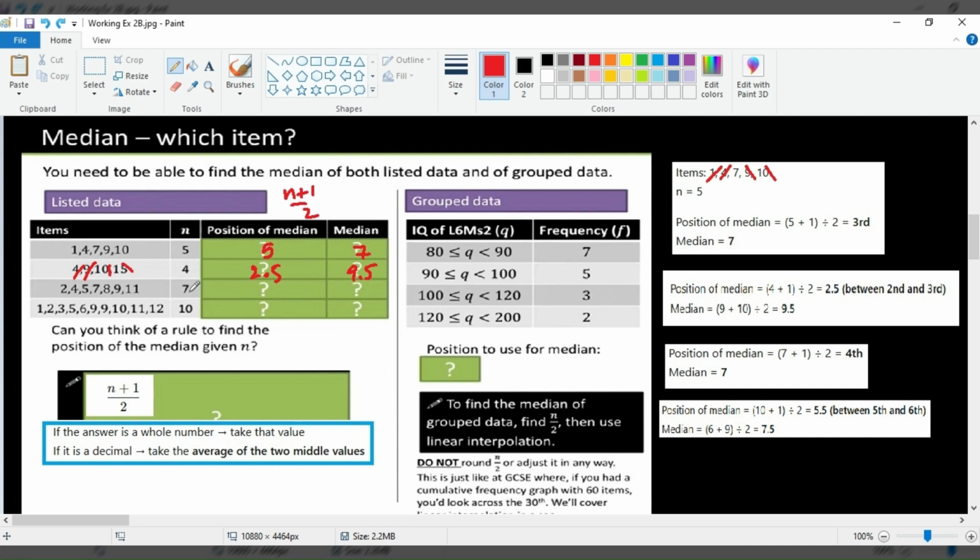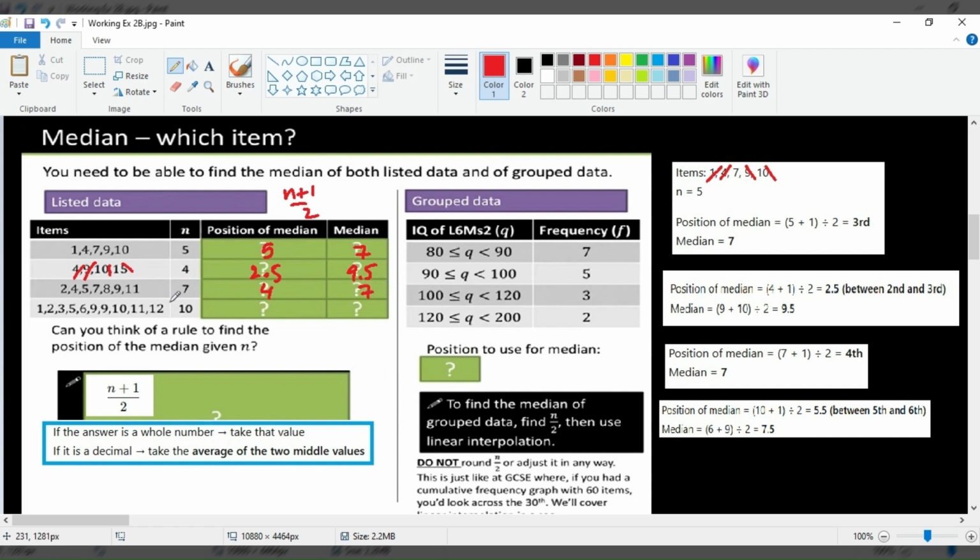Now, next one is an odd number of items, so it's going to be 7 plus 1, which is an 8. 8 divided by 2 is going to be a 4. So at the fourth position, you have 7. 1, 2, 3, 4. 4 is a 7. So the position is going to be fourth, and this is going to be 7.